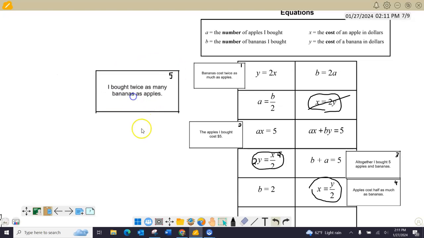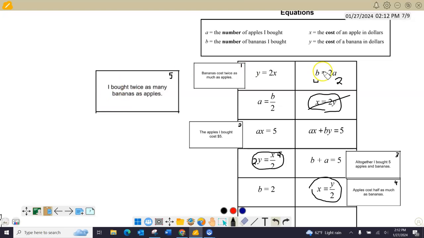All right, how about our last one right here? Pause and come back. I bought twice as many bananas as apples, so we're going to be looking for A and B. Let's look at this one. The number of bananas is the same as twice the number of apples. So if I bought, let's just make an experiment here, if I bought 2 apples, that means I bought 4 bananas. Okay, is that this? I bought twice as many bananas as apples.